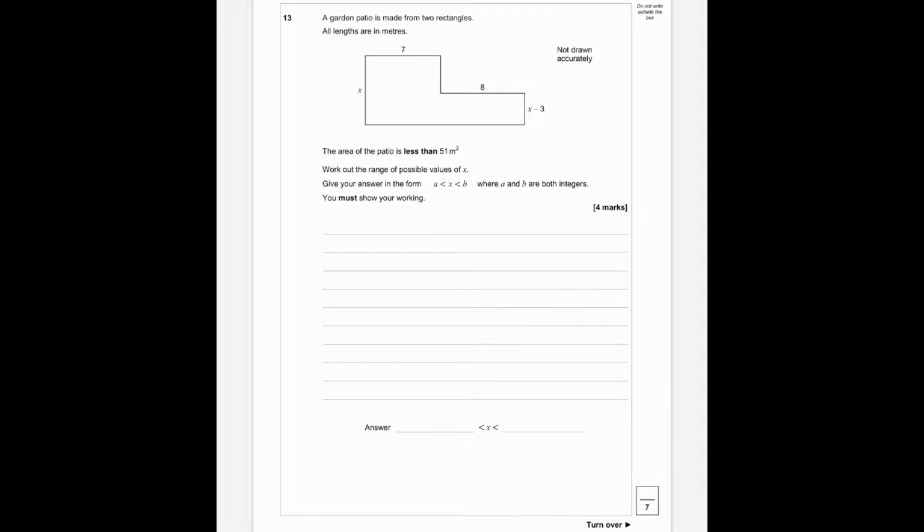Question 13. Split this up into two separate rectangles. The area of the left-hand rectangle is going to be 7 times x. The area of the right-hand rectangle is going to be 8 lots of x minus 3, and the sum of those two areas is going to be less than 51. And so if we solve this inequality, we can find the upper bound for the value of x. The lower bound for the value of x comes from the fact that one of the lengths is x minus 3. We can't have a negative length, so x will have to be greater than 3. And so 3 is less than x is less than 5.